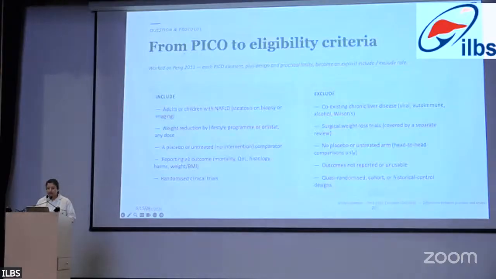So this is again a Cochrane example, from PICO to eligibility criteria. Depending on the PICO that they had set, they will now include or exclude the studies and define this eligibility criteria. For example, adults or children with NAFLD were included, but coexisting chronic liver diseases were excluded, and so on.